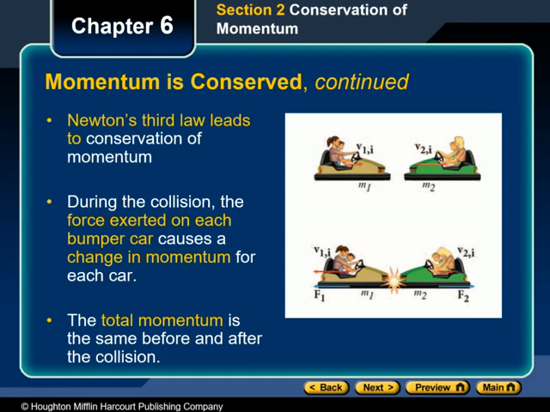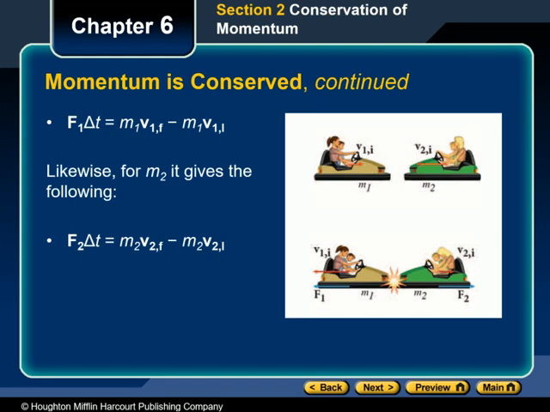The impulse-momentum theorem, force times delta t is equal to delta p, describes the change in momentum of one of the bumper cars. Applied to M1, the impulse-momentum theorem gives the following. Force 1 delta t is equal to M1 v final 1 minus M1 v initial 1. Likewise, for M2, it gives the following. Force 2 delta t is equal to M2 v final 2 minus M2 v initial 2.